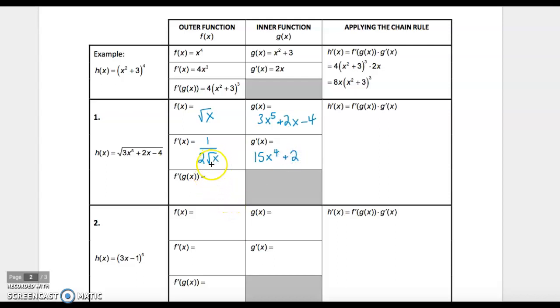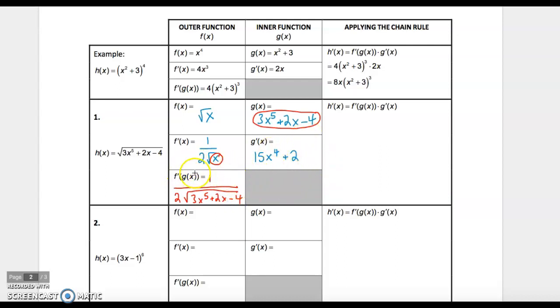Lovely. And then now we're going to find f prime of g of x, because that's the derivative of the outside, keep your inside the same. That's the first part of our chain rule that we'll have to do. So basically I have f prime, and I'm going to be plugging my entire g of x function in for this input here. So then really I get 1 over 2 times the square root of 3x to the 5th plus 2x minus 4.